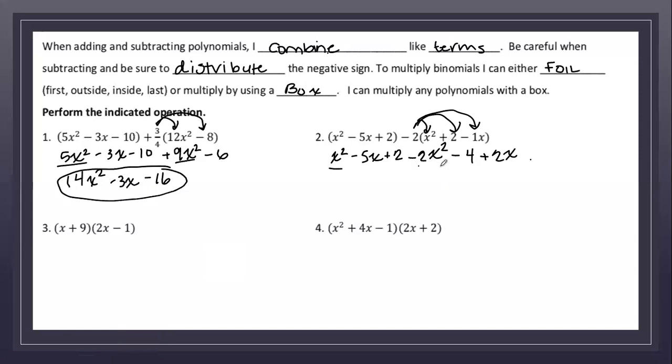Here I have x squared minus 2x squared, which is negative x squared. Negative 5x plus 2x is negative 3x. And 2 minus 4 is negative 2. And that is my answer.